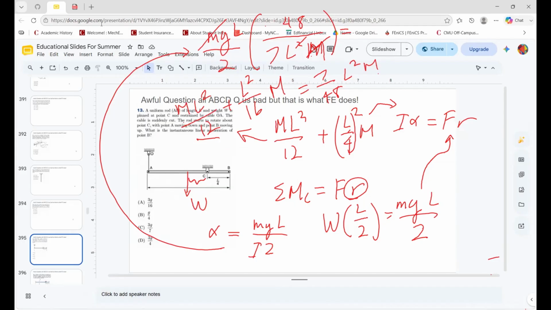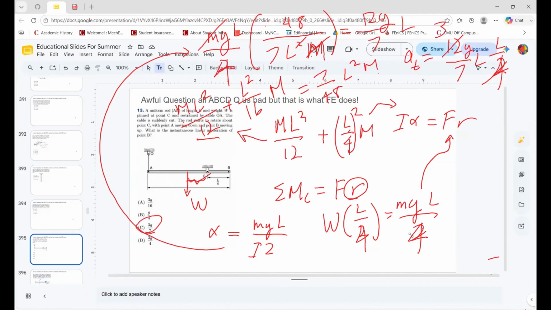So 24 over 7. Am I getting that correct? 24 over 7. No, this is 4. It's 24, so it's 12 over 7L. And then I have to do a_t because it's instant linear acceleration. That's a tangent force. So it's going to be 12g over 7L multiplied by L divided by 2. No, 4, 4, 4. Keep on doing that mistake. This is 4, so this is deleted. So it's 3 over 7g. So C. Okay, we get C.